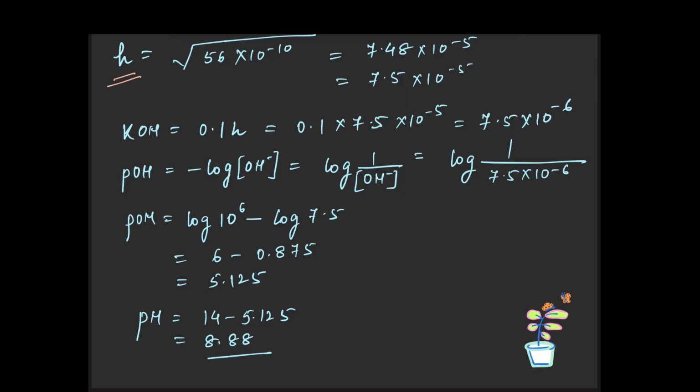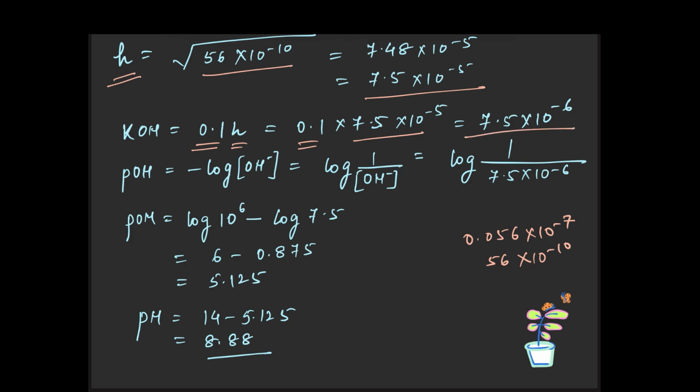Now the value of h will be the square root of 56 × 10^-10, since 0.056 × 10^-7 can also be written as 56 × 10^-10. Solving, the value of h is 7.5 × 10^-5. This is the approximate value. Now once you know the value of h, the amount of KOH present is 0.1 into h, which gives 7.5 × 10^-6.